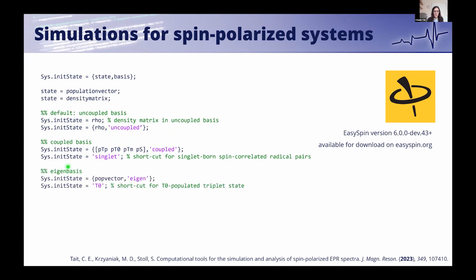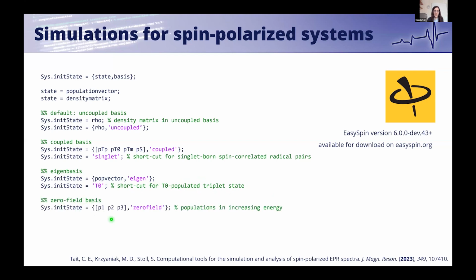The other possible basis is the eigenbasis of the spin system. Again, you can give a population vector and then specify eigen as the basis keyword. In this case, the populations are ordered by increasing energy, which is something you need to be careful about if you use the eigenbasis for simulations. Again, there is a shortcut for one common example where you would use the eigenbasis to define spin polarization, and that's a triplet state which is just populated in the T0 level, for example, by recombination from a singlet-born spin-correlated radical pair.